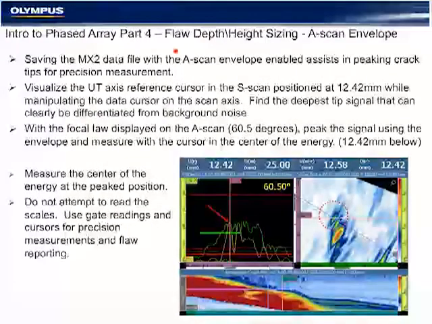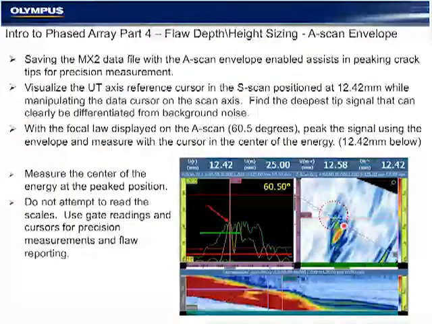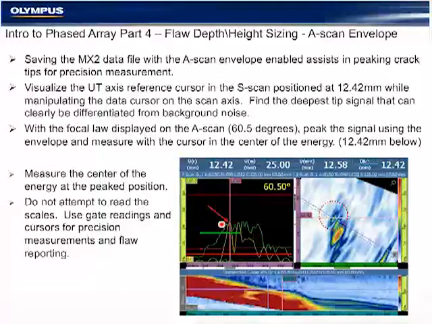We often use the A-scan envelope to help us peak signals. As I move the probe dynamically in manual inspection, forward and backward, or side to side, I'm watching the maximum A-scan envelope to determine where that signal peaks. Without the A-scan envelope, a dynamic reading is difficult to obtain. So get in the habit of recording your data with the A-scan envelope on.